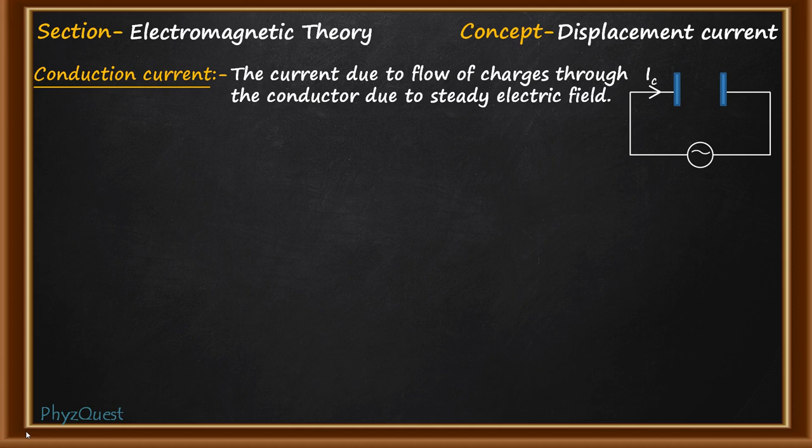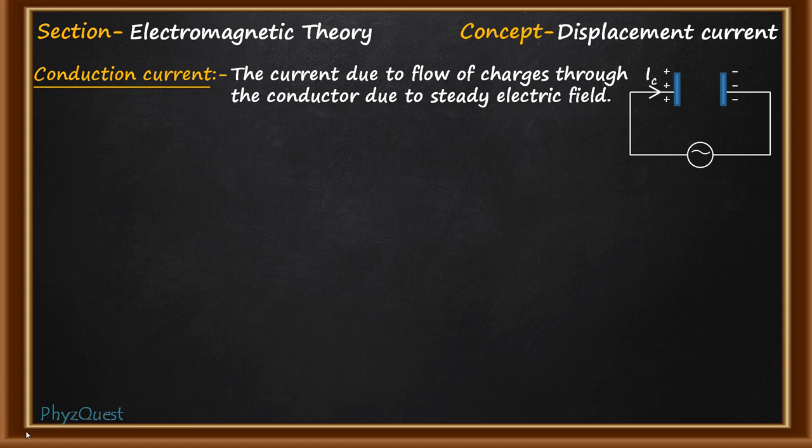Now displacement current. Here we have a parallel plate capacitor. Initially there is no current. Now when the capacitor is connected to the power source, the plates of the capacitor start to charge, and the charges will start to accumulate on the plates. On one side there will be positive charge and on the other side negative charge. Due to this, an electric field is created.